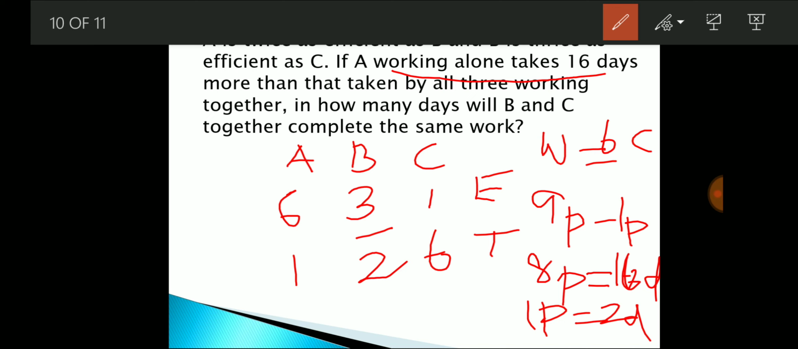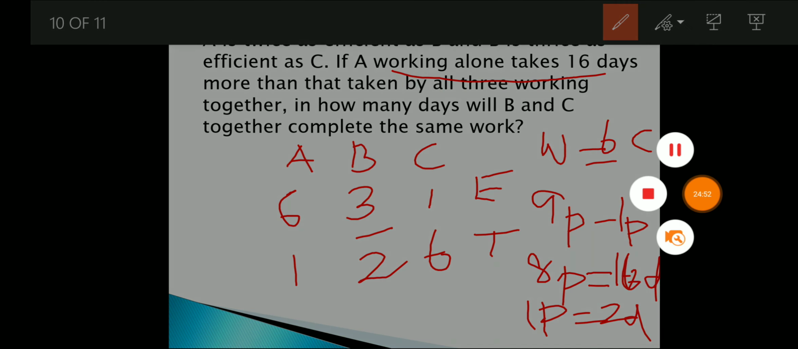And if that is the case, if both of them work together, they'll take 8 parts of the time. A and B together, if they work together, they'll take 8 parts of the time.